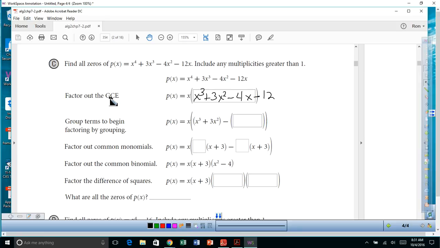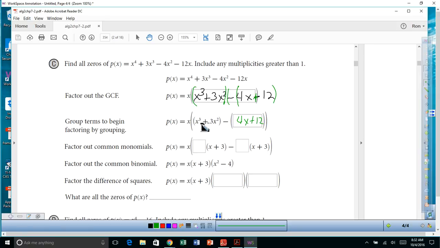So we factored out the greatest common factor. Group terms to begin factoring by grouping. So we're going to group the first two and the last two. I should have put a negative sign there. If we do that, that makes it a positive. So x cubed plus 3x squared minus, and that's going to be 4x plus 12.